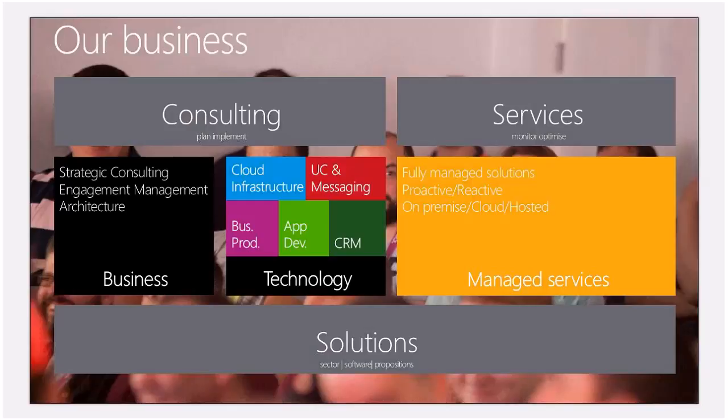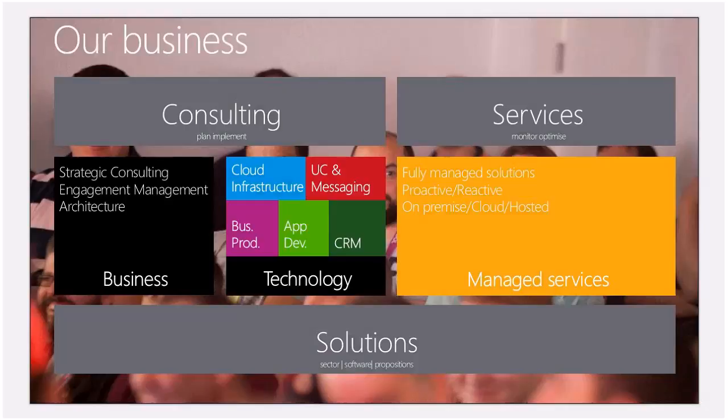So our business is split into three broad areas, as you can see. The consulting part of the organisation, where Matt sits, the services part of the organisation, and the solutions part. So just to quickly touch on this, the consulting part is divided into two main business areas. One is called the business group, and one's the technology group. Matt sits within the technology group, and as you can see, that's broken down into different practices, specialising in different solution areas.